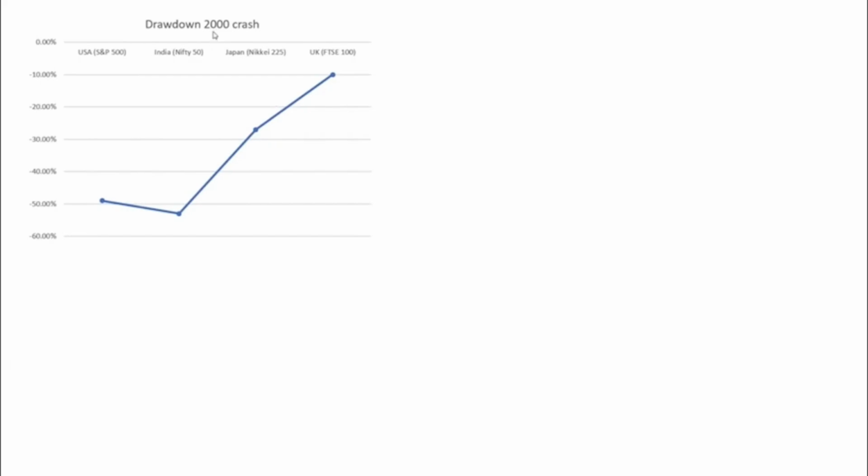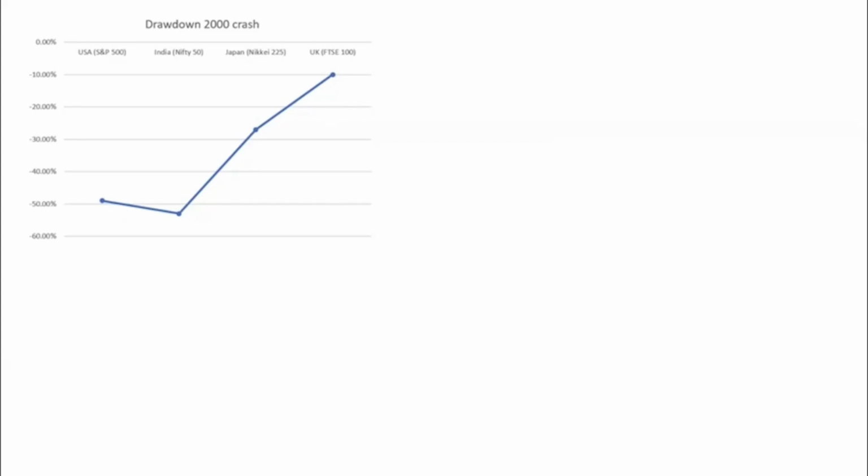Now, if you see the 2000 crash, which was the dot-com bubble, you can see the S&P 500, the US index, fell about 43%, more than 45%. Whereas India fell by 53%. But the least impacted market was the UK market, which only fell about 11%.